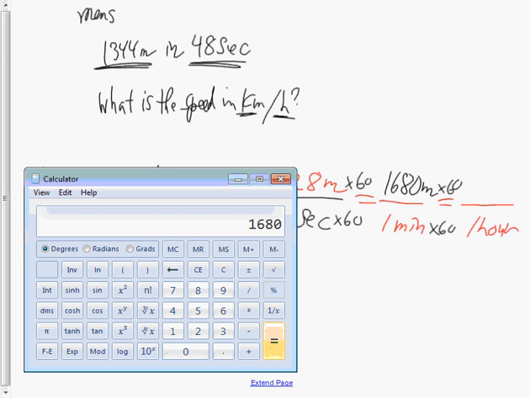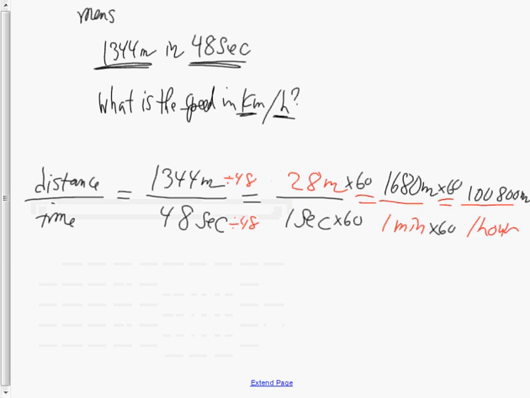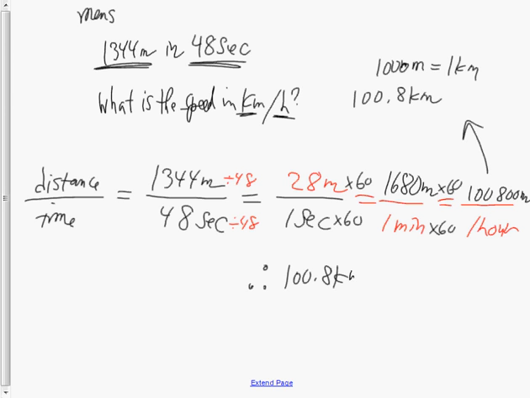So I'll just keep it there. Multiply that by 60. And he is traveling 100,800 meters per hour. Now that might seem like a lot, but 1,000 meters equals 1 kilometer. So 100,800 meters is actually 100.8 kilometers. And therefore, the luger is traveling 100.8 kilometers per hour. Okay? That's the answer using what we would call the unit rate method.